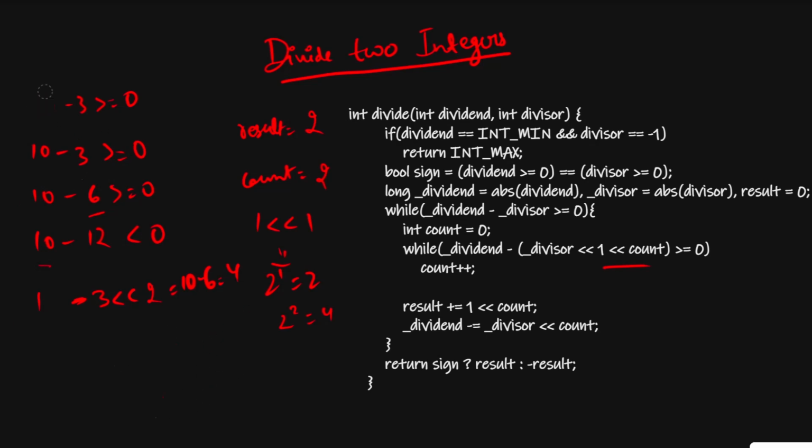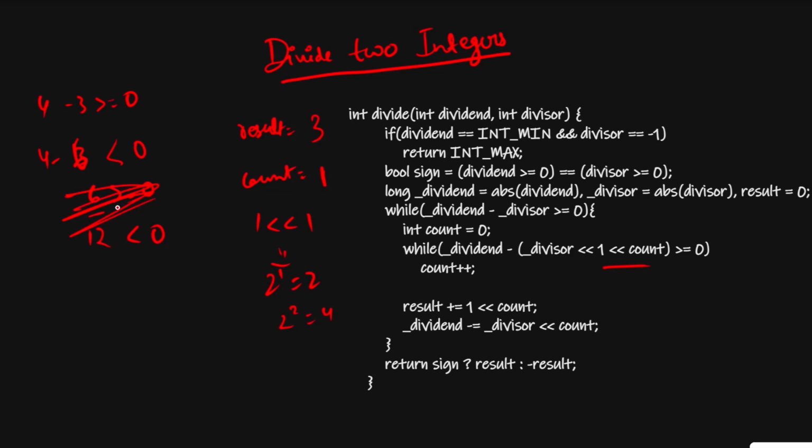Now we will again start checking from 4. So is 4 minus 3 greater than 0? Yes, it is. So we initialize our count from 0 and now update it to 1. Now I will check 4 minus 6. Is it greater than 0? No, it is less. So I will update my count: I will add this 1 into my result. So my result will become 3.